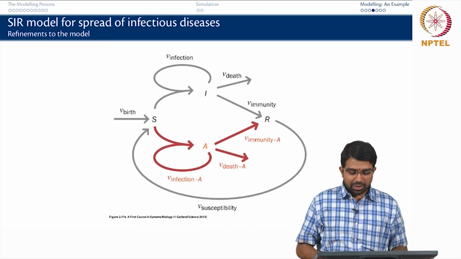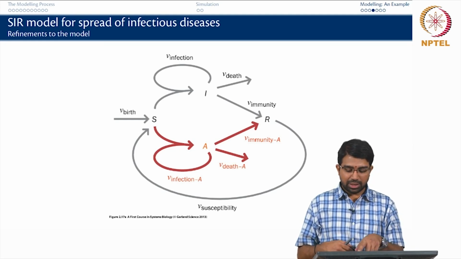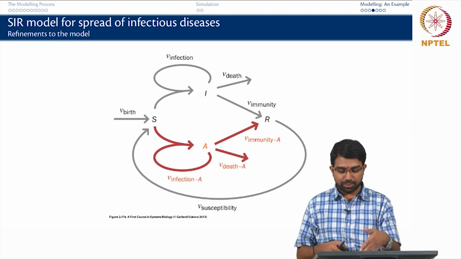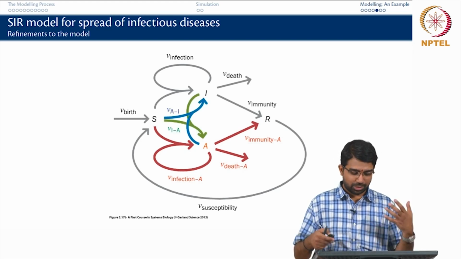So you can make several refinements. You can have a different rate at which the infected people recover and so on, whereas there are a bunch of immune people who have a different, lower death rate and so on and so forth.